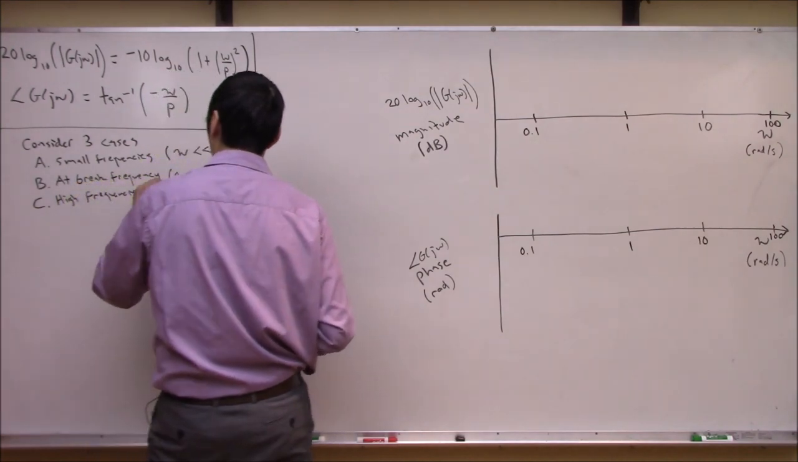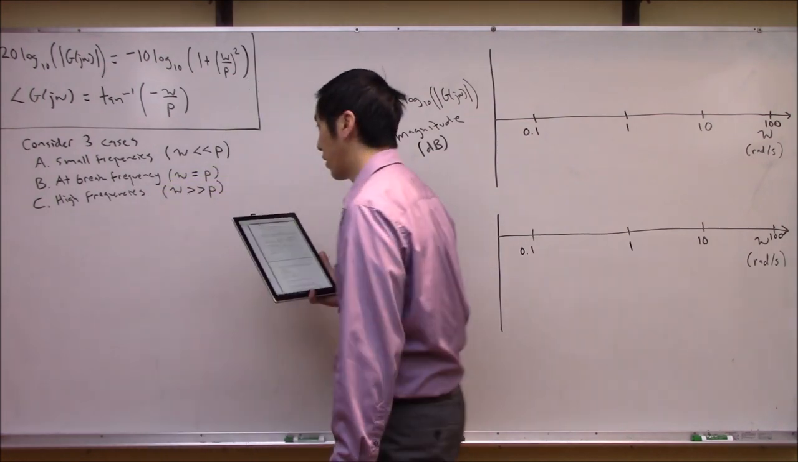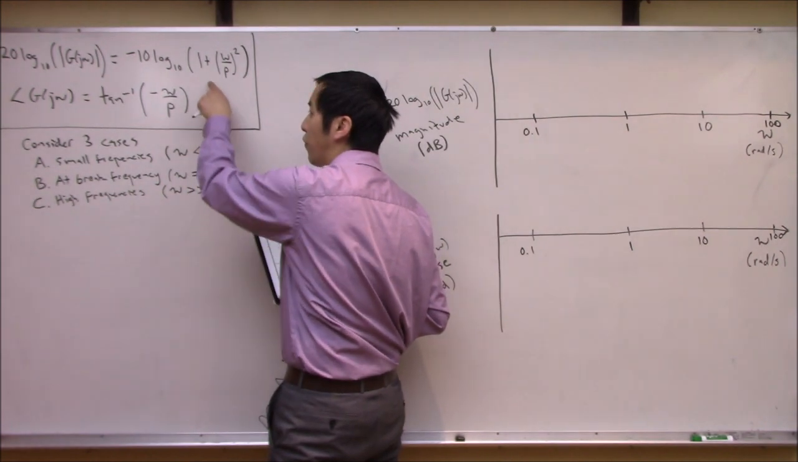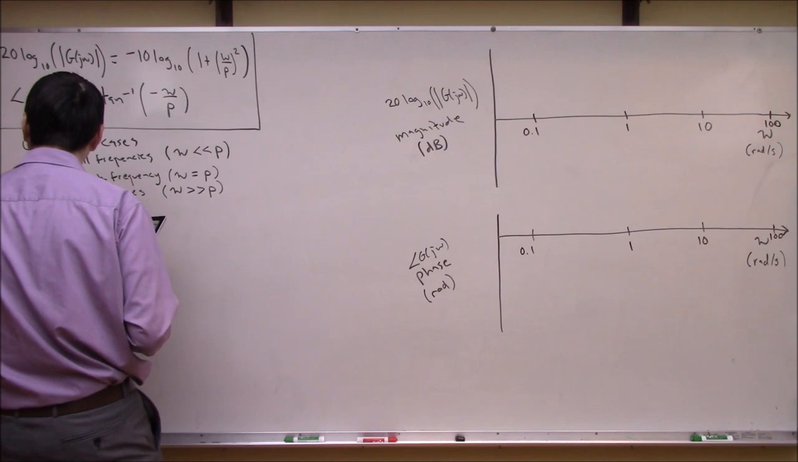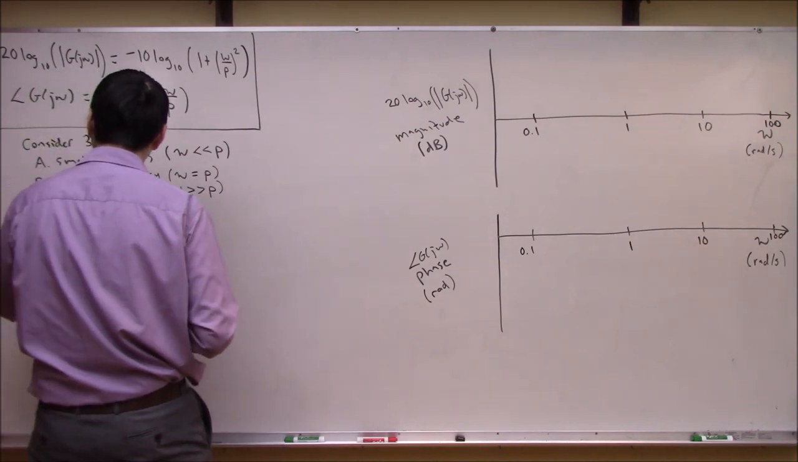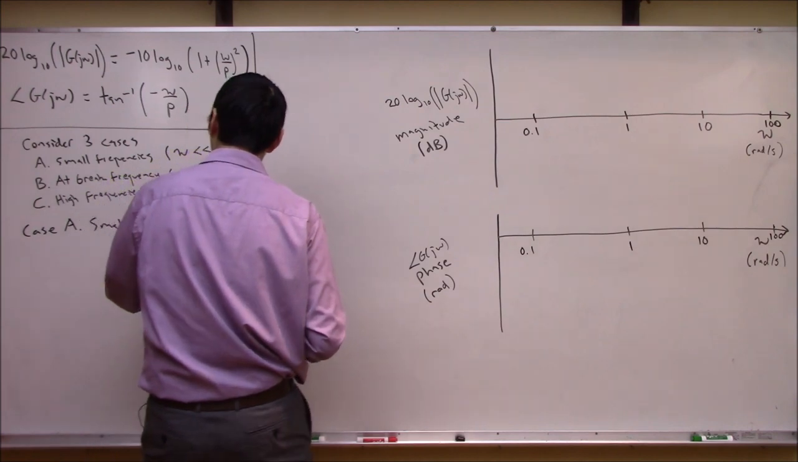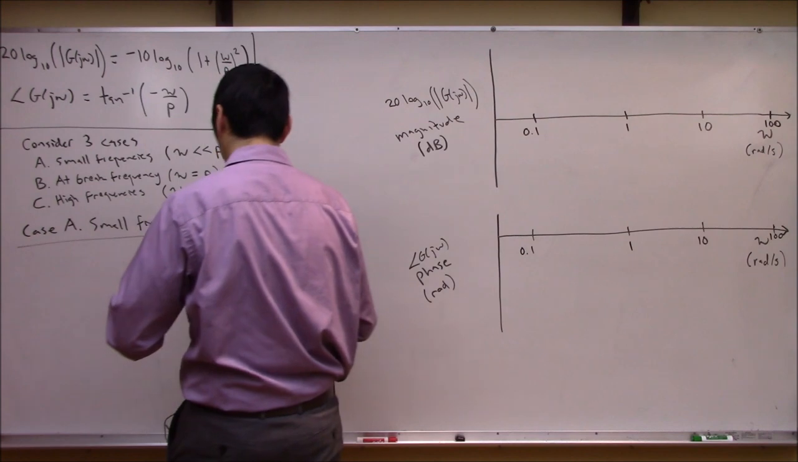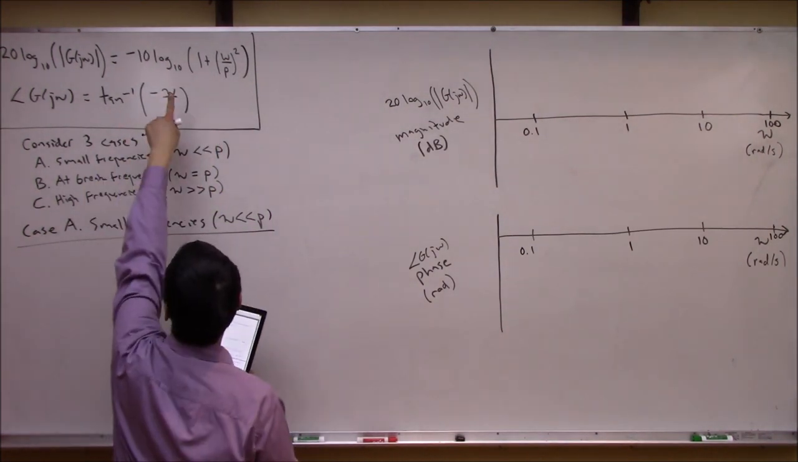Right? So again, that just means omega is much, much bigger than P here, relatively. Okay? So let's consider those three cases and look at what these two functions look like in these three cases. So let's look at case A first. This was the small frequencies. In other words, omega was much, much less than P here. Okay? So let's look at this first case. All right, so let's look first at the magnitude plot.